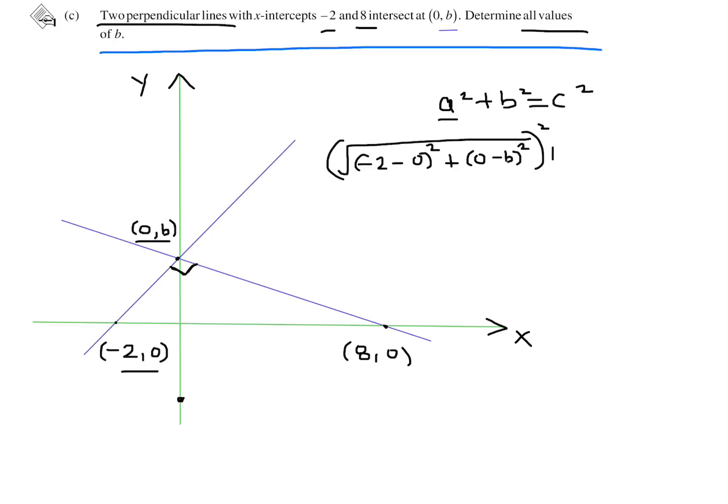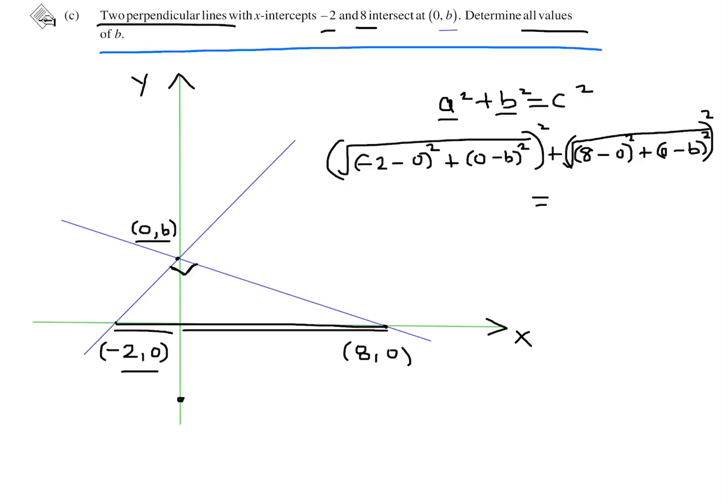And then add to that this segment of the triangle, which is our b, and the distance there, 8 minus 0 squared plus 0 minus b squared. This represents our b, and we're going to square it. And equals c squared. Well, c squared is probably the easiest because it's just from there to there. If from here to here is 8 and from here to here is 2, the whole thing will be 10. So we have 10 squared.